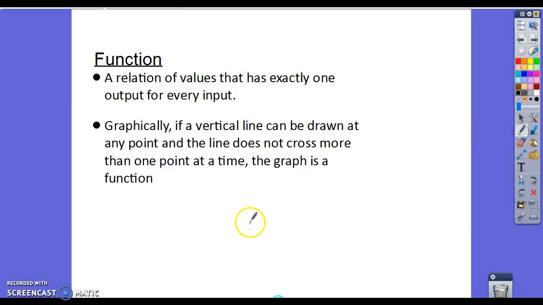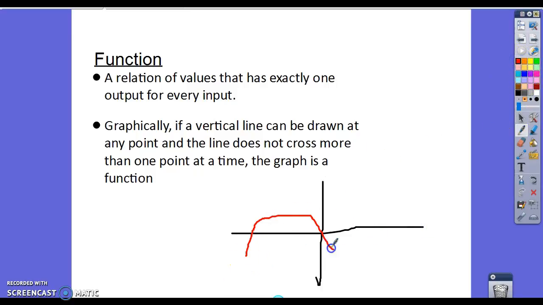And graphically speaking, what that means is if you have a coordinate grid here, and maybe this function looks like this. Okay, I should say the graph looks like this. This one's okay because it doesn't.